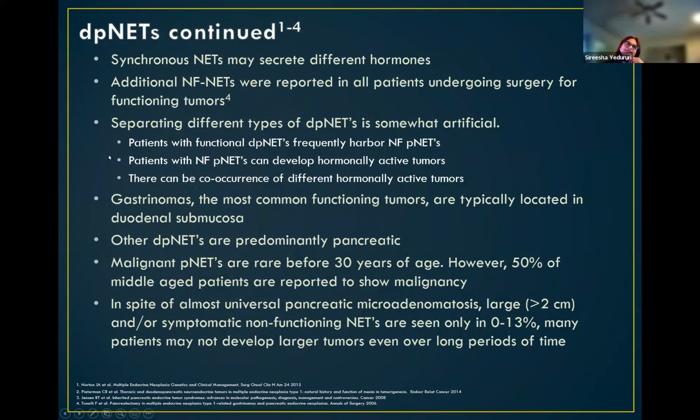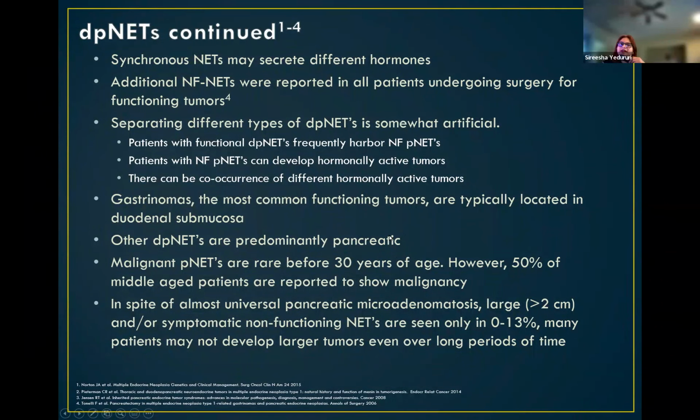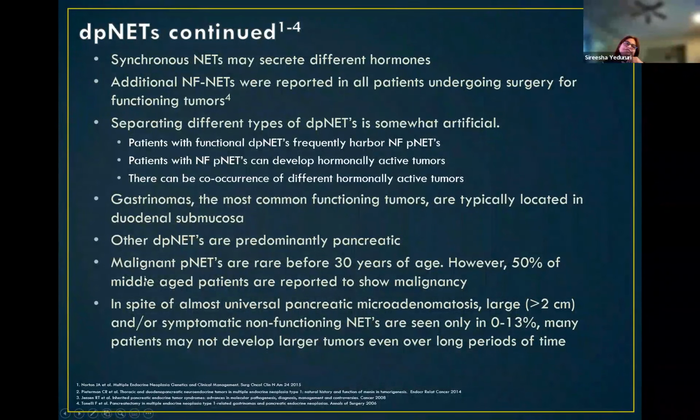So what is the most common tumor? Gastrinoma is the most common functioning tumor, and they're typically located in the duodenal mucosa. The remaining tumors are predominantly pancreatic. Malignancy is rare before 30 years of age. However, 50% of middle-aged patients are reported to show malignancy.